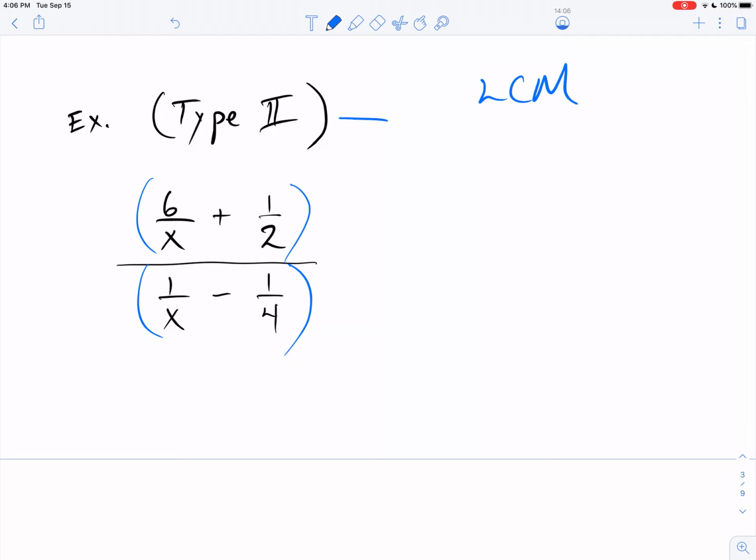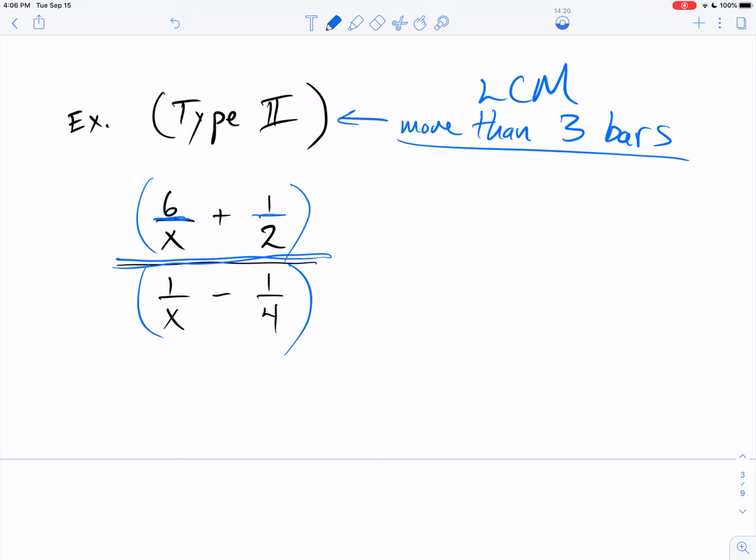So, how do you recognize that it's type 2? Okay, if it's type 2, it's got more than 3 bars. That's how you know. Look at this. There's 1 of them, 2 of them, 3 of them. That counts. 4 of them. There's 5 of them. That is more than 3. So you know what I'm going to do? I'm going to multiply by the LCM, the least common multiple. Now the least common multiple is the same concept as the common denominator. It is. When you're trying to get a common denominator in algebra, yes, you have to represent everybody. The least common multiple is the same concept.